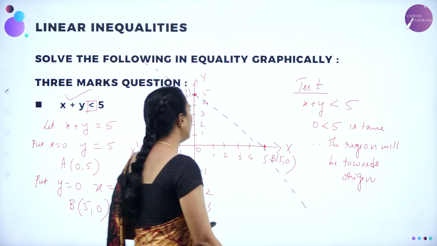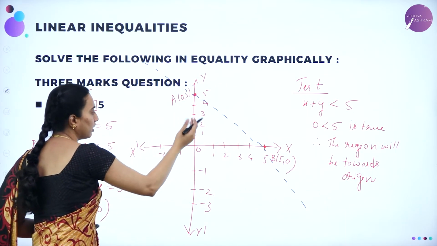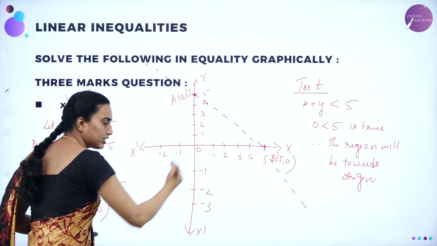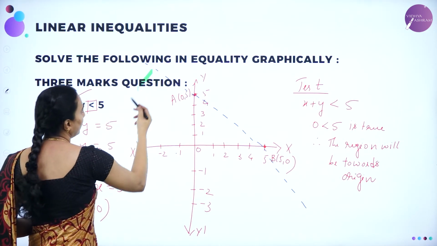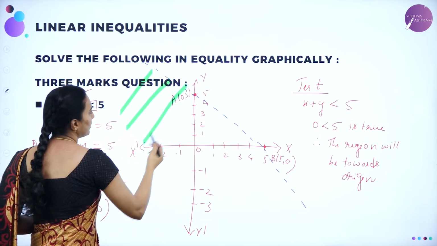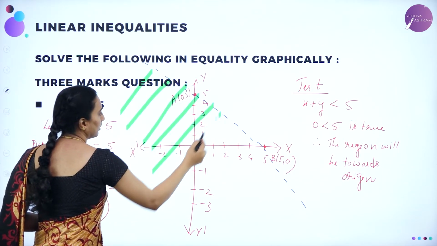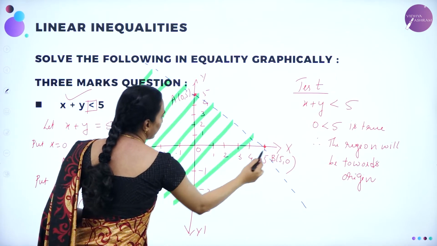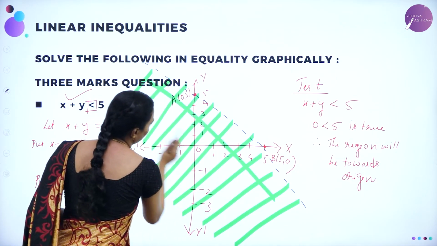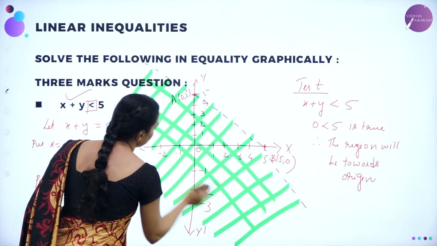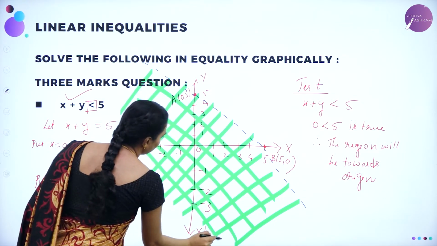Okay, so the region of the line is this one. Towards origin means origin is here, and towards means this side it will come. So how can the region be drawn? This is what you are going to have, region towards the origin. Okay, this is how the line will go. This is called the region.